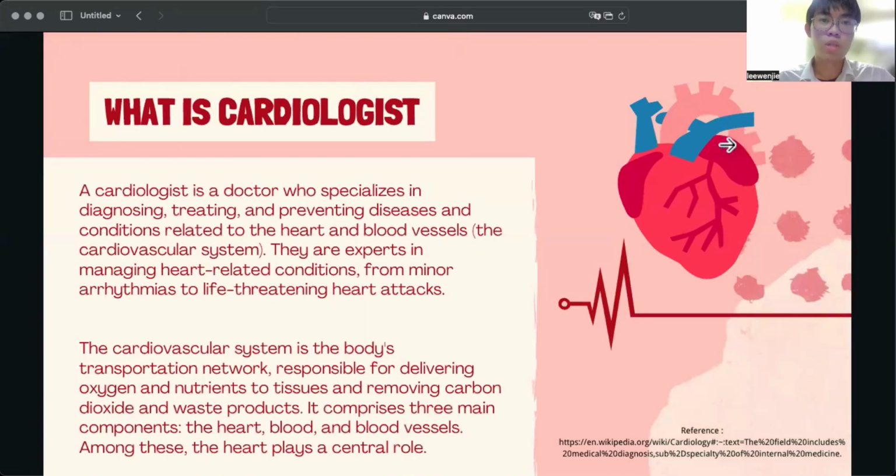What is a cardiologist? A cardiologist is a doctor who specializes in diagnosing, treating, and preventing the diseases and conditions related to the heart and blood vessels. They are experts in managing heart-related conditions, from minor arrhythmias to life-threatening heart attacks.